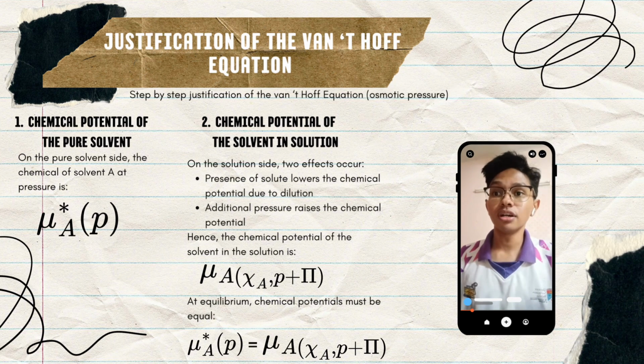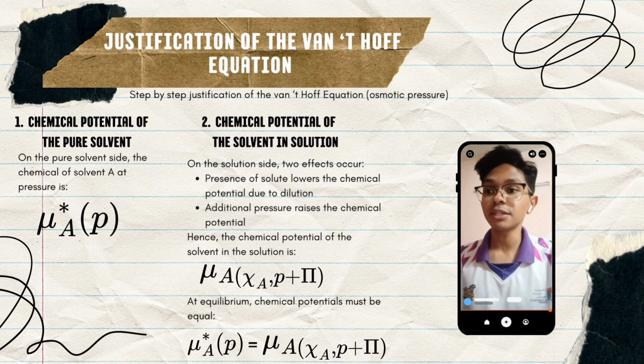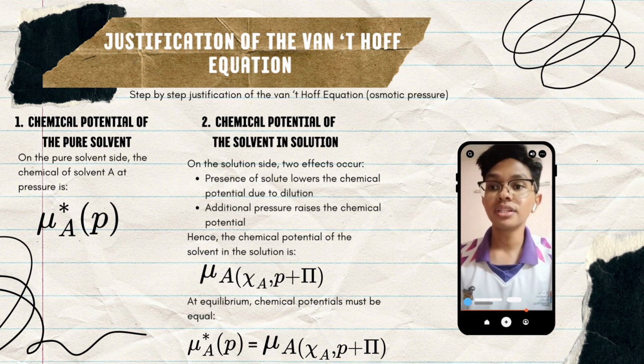Next, we're going to look at the justification of the van 't Hoff equation. This is a step-by-step justification of the van 't Hoff equation, which gives the osmotic pressure. First of all, we're going to look at the chemical potential of the pure solvent. On the pure solvent side, the chemical potential at pressure P is as shown on the slide. Next, we're going to look at the chemical potential of the solvent in the solution.